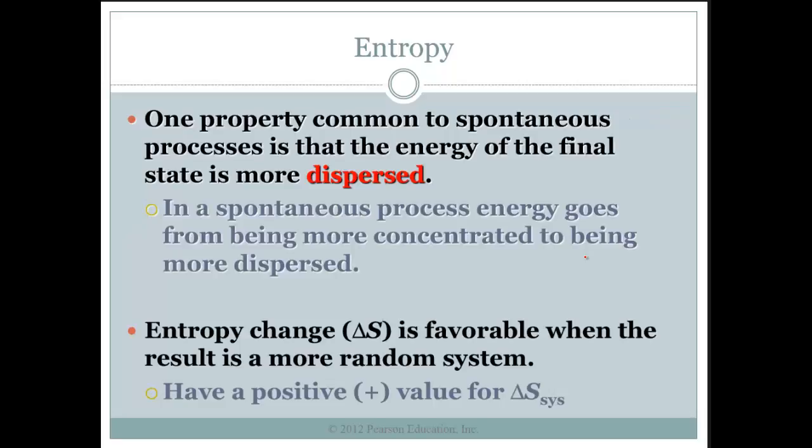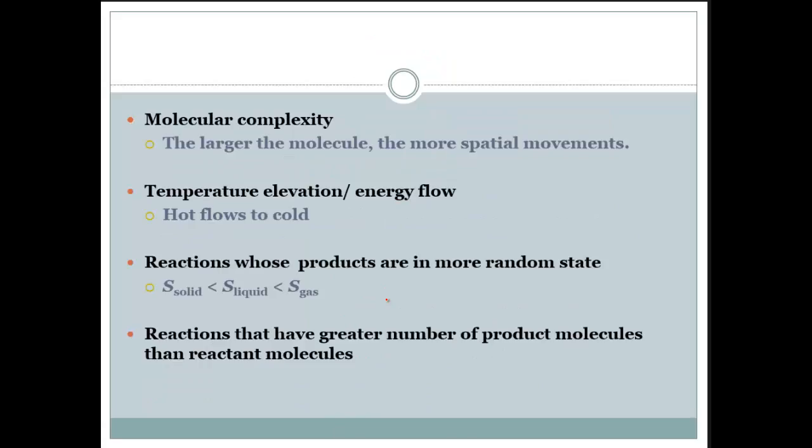One property common to spontaneous processes is that the energy of the final state is more dispersed, such as the dresser drawer at the end of the week. In a spontaneous process, energy goes from being more concentrated to being more dispersed. Entropy change, delta S, is favorable when the result is a more random system. Therefore, it has to have a positive value for delta S of the system.